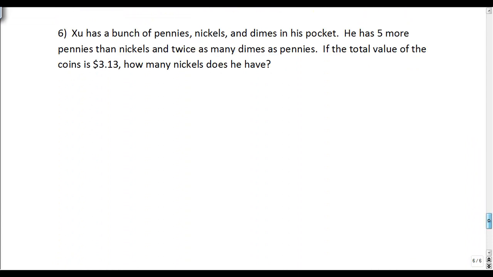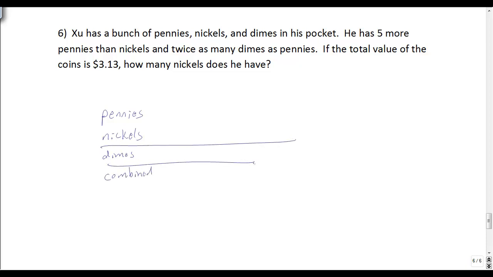Okay, last one here. It says Shu has a bunch of pennies, nickels, and dimes. So 3 types of coins. And he has 5 more pennies than nickels and twice as many dimes as pennies. If the total value of the coins is $3.13, how many nickels does he have? So what we're going to do is set up a chart here. So we have pennies, we have nickels, we have dimes, and then we're going to have a combined category.